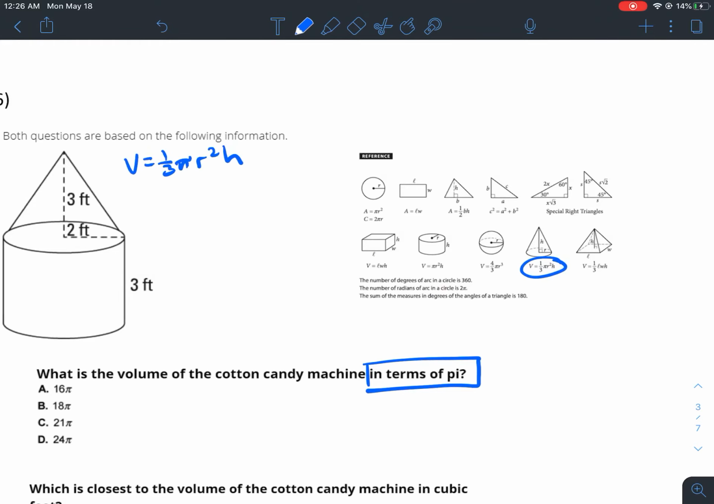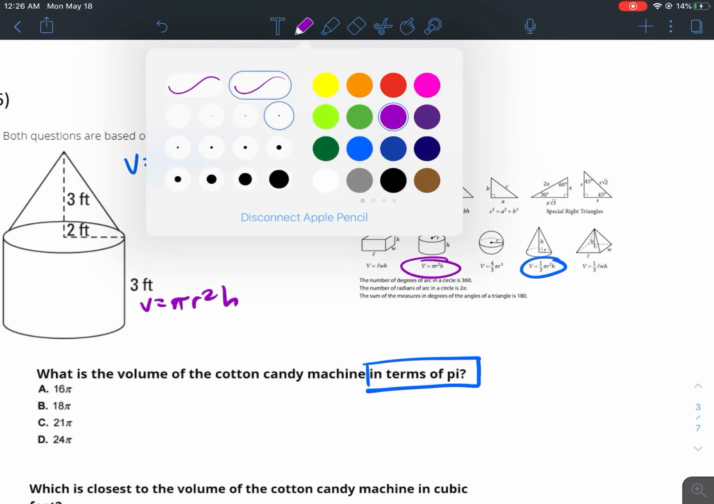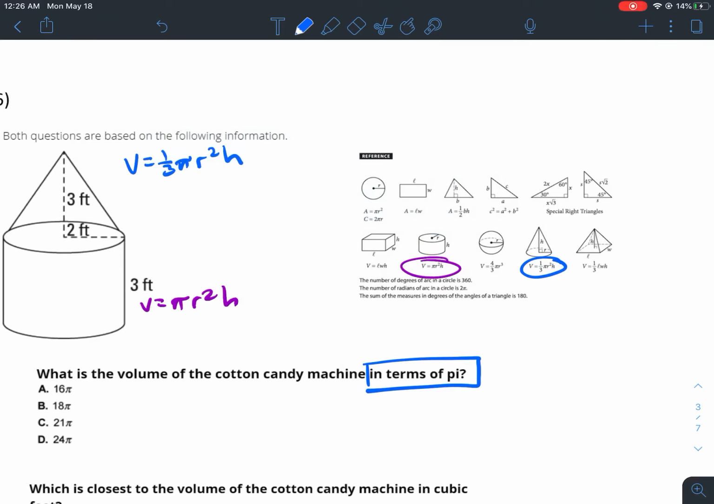And on the bottom, I'll do it in a different color, we've got another cylinder. So we've got that the volume is going to be equal to pi radius squared height. So now let's go ahead and plug in the information. So for our cone, we have a radius of 2 and a height of 3.